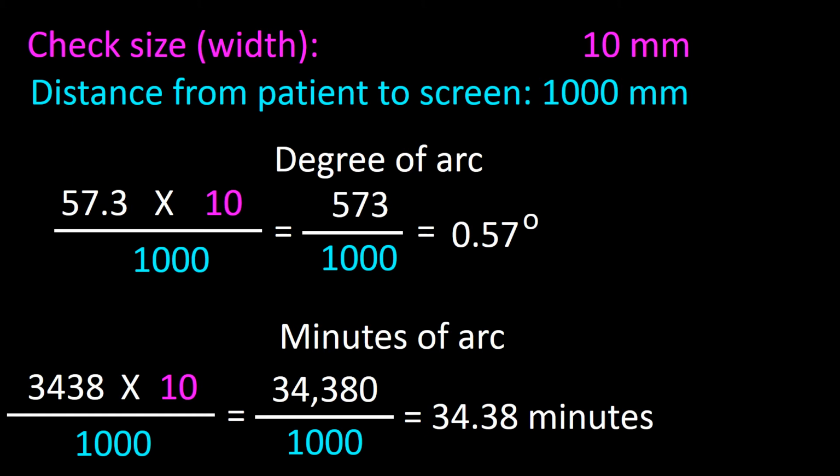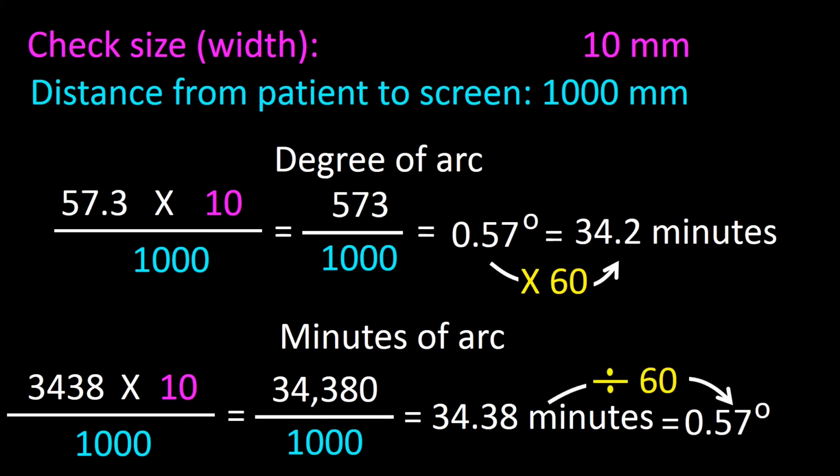It is easy to convert degrees to minutes by multiplying the degrees by 60, and it is also equally easy to convert minutes to degrees by dividing the minutes by 60.